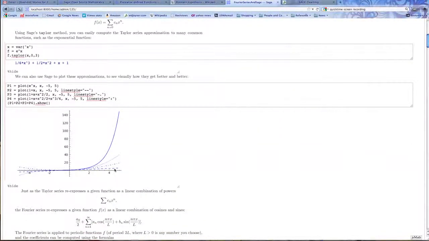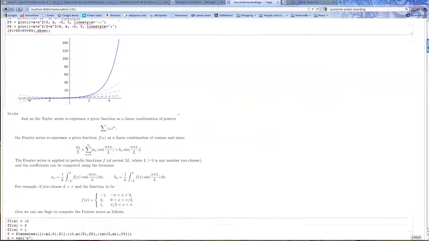You can see here the e to the x function is this solid blue. This dashed line is 1 plus x. The next line, dot-dashed, is 1 plus x plus x squared over 2. And then we get this dotted line, which is a better approximation, and that's all four terms. So you can see that if you're going from minus 2 to 2, then the four terms of the Taylor series give you a pretty good approximation. If you wanted to go from minus 3 to 3, you should probably get a few more terms. But you can use a Taylor series to approximate more complicated functions.